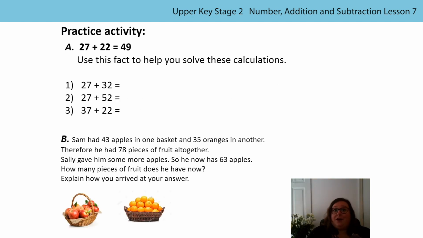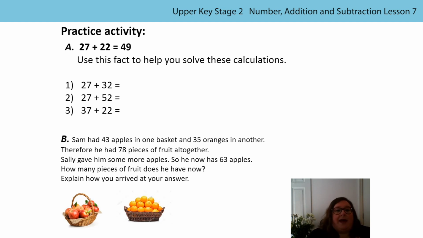Okay, time for you guys to have a go now. So for your practice activity today, we're going to start off by using a known fact. So our known fact is 27 add 22 is equal to 49. I'd like you to use this fact to help you solve the below calculations. So think about how the addends have changed and what this means you need to do to the sum.